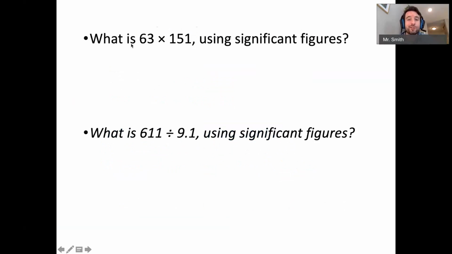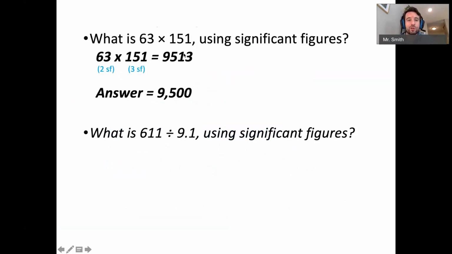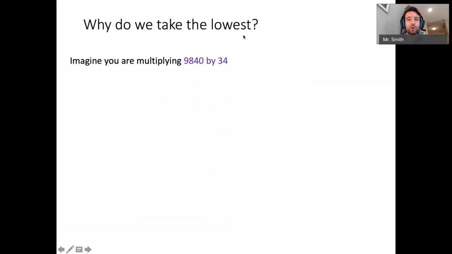So yeah, sorry, we're gonna skip past this for a quick sec. Okay, so the question is, why do we take the lowest number of sig figs? This is the same problem that we just did. Oops, and remember this was the answer, of course. Now, all numbers in science have margins of error.